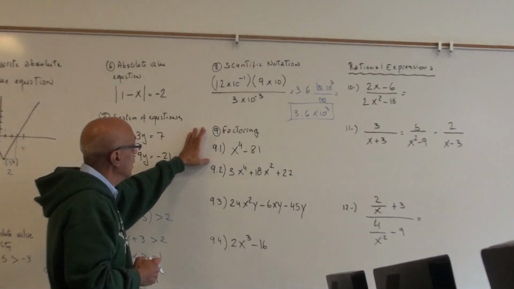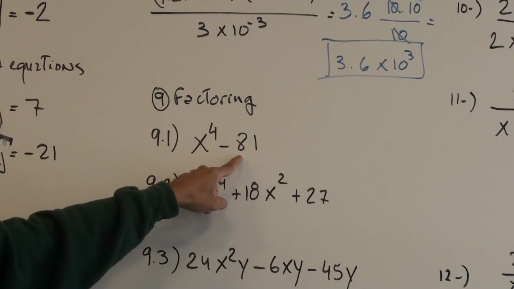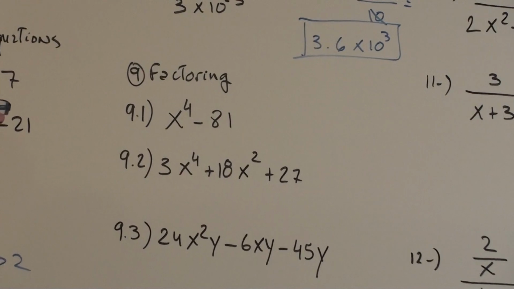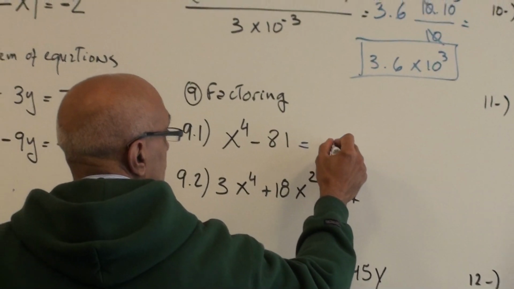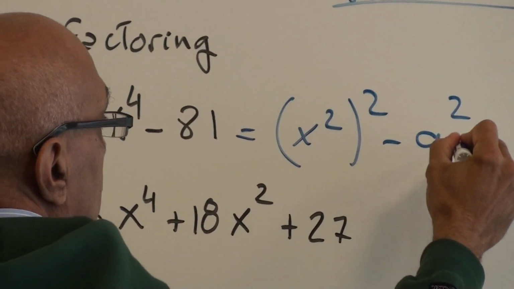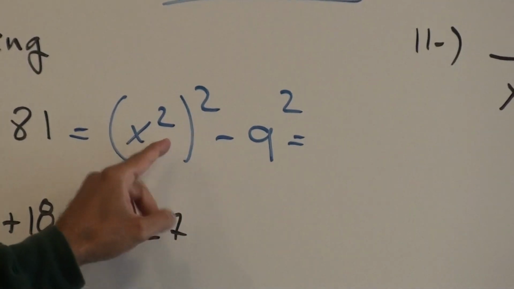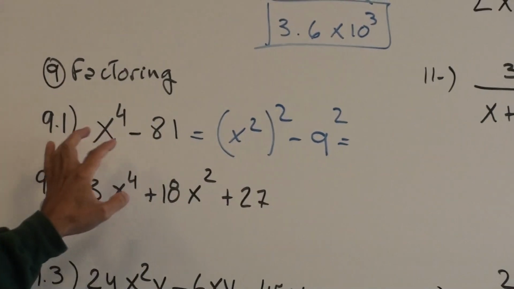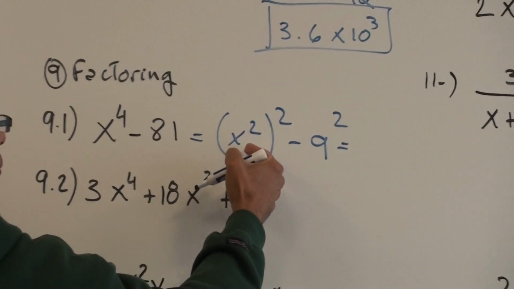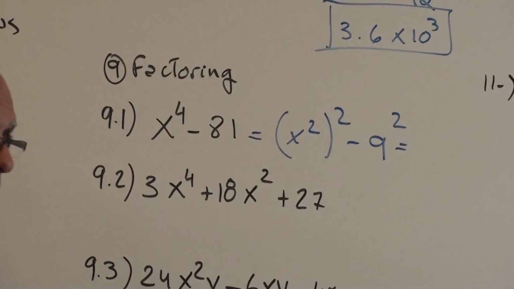Let's move on to factoring. Now here we have x to the 4th minus 81, right? How can we do this? You have to convert this x to the 4th into x squared squared, and 81 is 9 squared, and so now I have the difference between squares. Look, the square of x squared is x to the 4th. The square of 9 is 81.